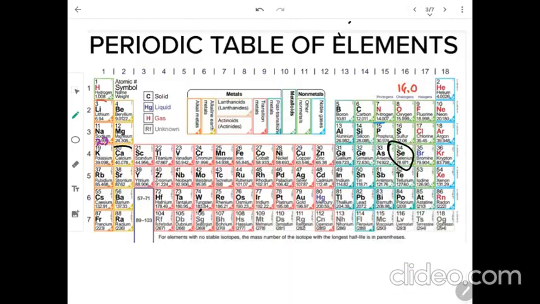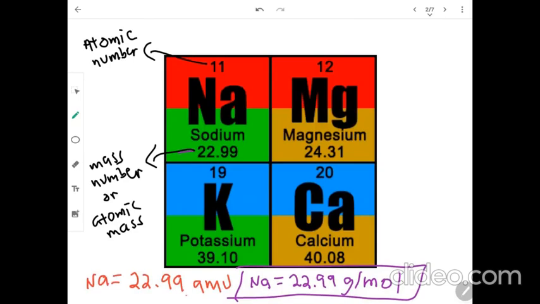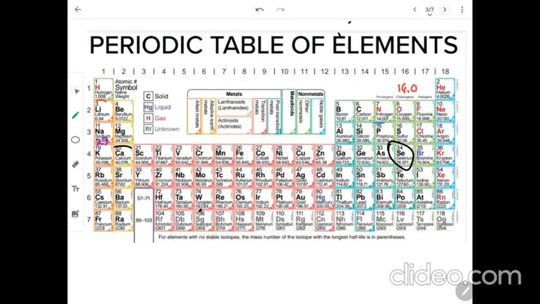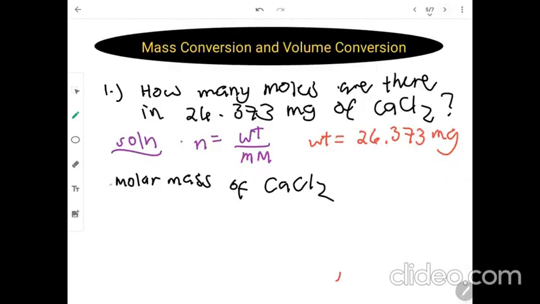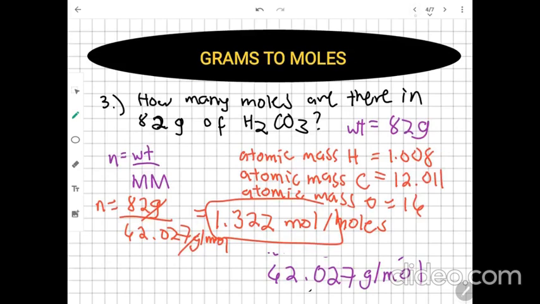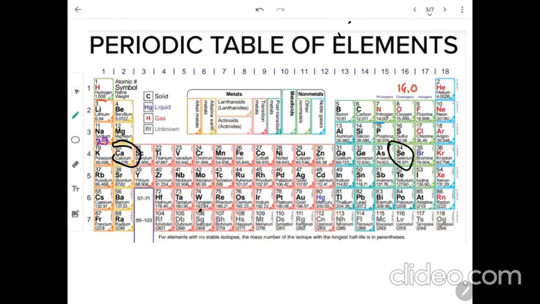Let's look at our periodic table. Our calcium value is, okay, here let's look at our calcium, 40.078, and for chlorine 35.45. 40.078 for calcium. Okay, so for our calcium, atomic mass of calcium is 40 point, what is that? Sorry, I forgot. 40 point 40.078.